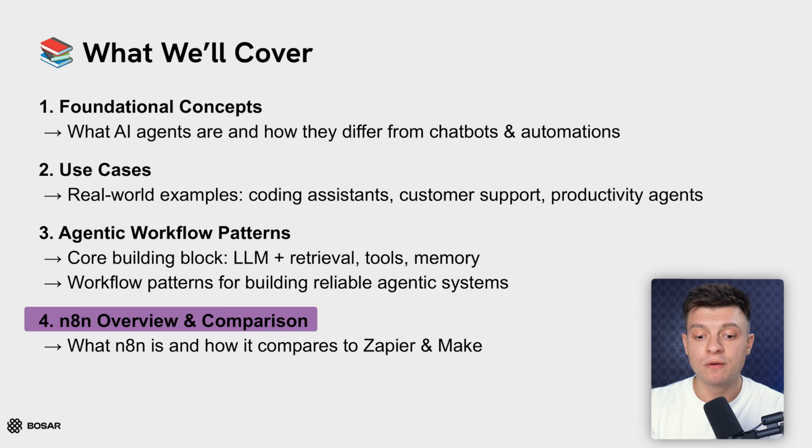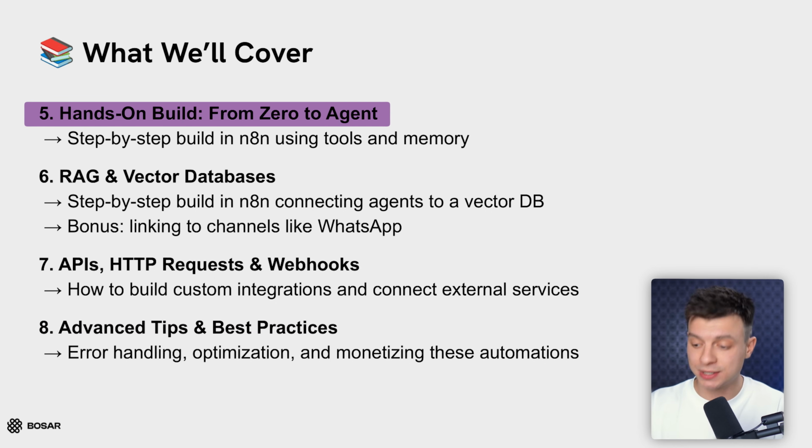Then I'll give you an overview of n8n, the workflow builder we'll be using today, and I'll also compare it to tools like Zapier and Make.com so you can see where it stands out and when it makes sense to use it over the other tools. After that, I'll walk you through a few step-by-step builds in n8n. We'll start with a simple agentic workflow from scratch. It will use tools and memory to pull contact information from a database and send emails.